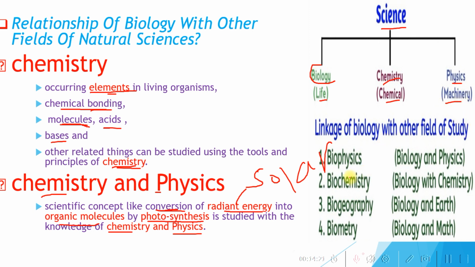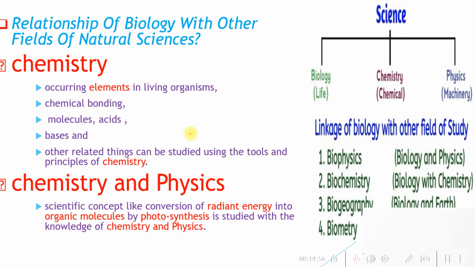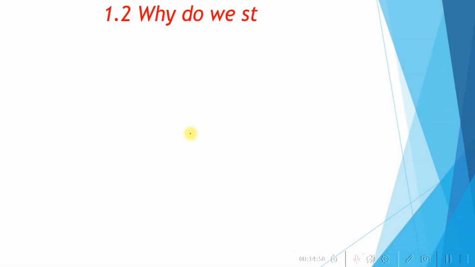For example, biophysics shows the link between biology and physics. Biochemistry links biology with chemistry. Biogeography studies biology and geography, the earth. Biometry studies biology and maths. These are the fields that are linked with biology.